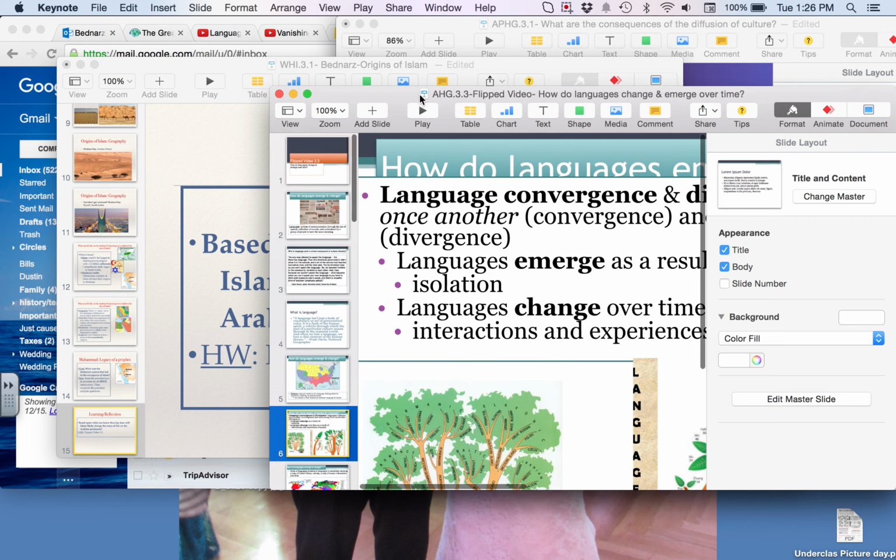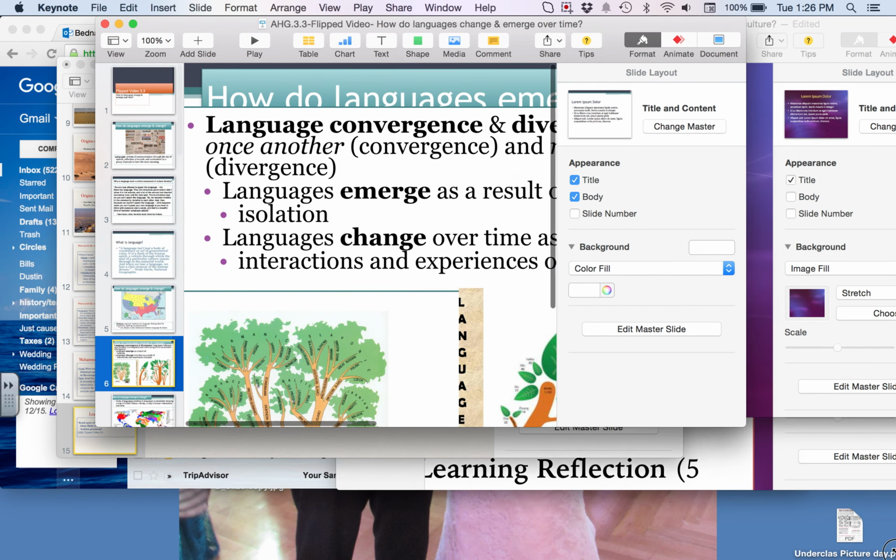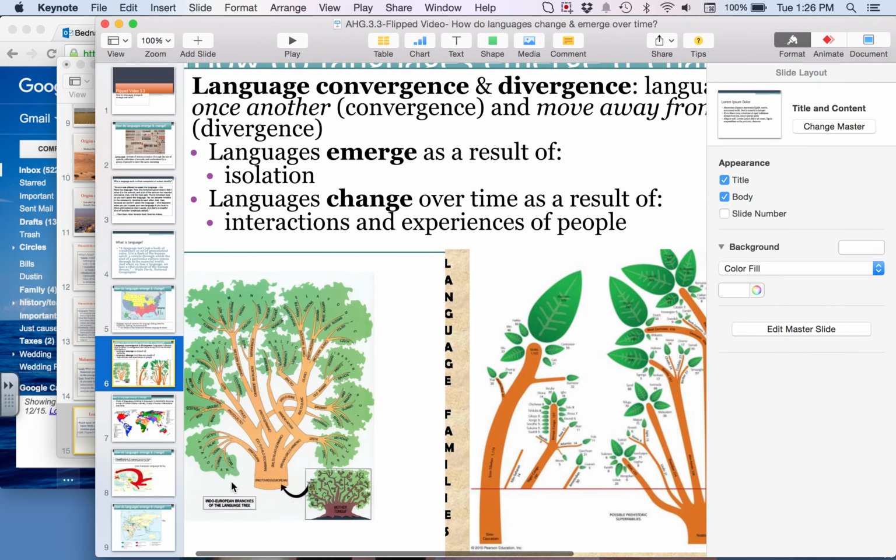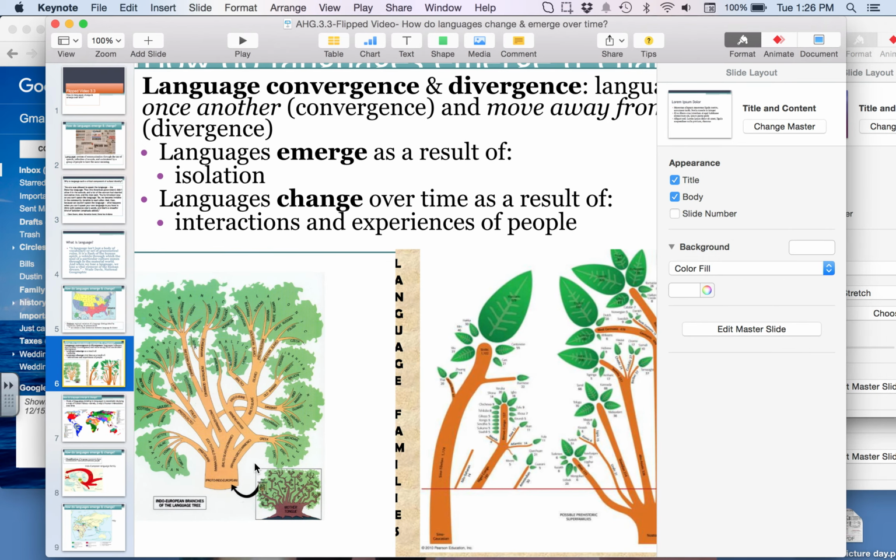We're seeing here, let me see if I can enlarge this a little bit. I love the visualization piece here: a language branch or language family can truly emerge over time. So here we have the language tree, and we see that languages can converge and languages can diverge. Languages emerge.